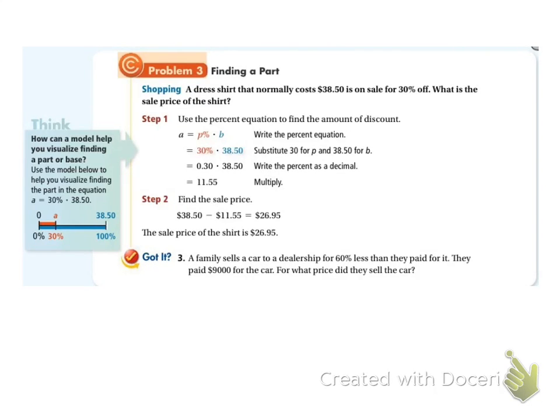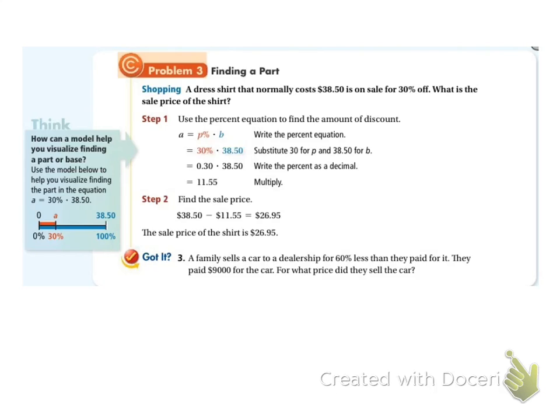Alrighty, this is Algebra 2.9b. So we're working with percents again this time. Let's look at our first problem here. We're going to find the part. A dress shirt that normally costs $38.50 is on sale for 30% off. What is the sale price of the shirt?